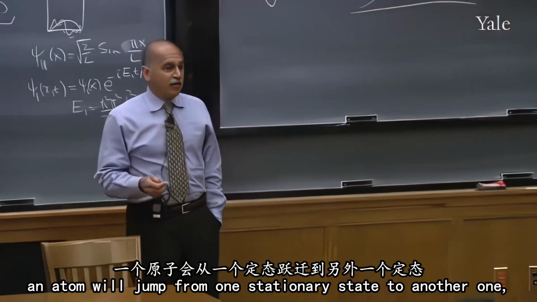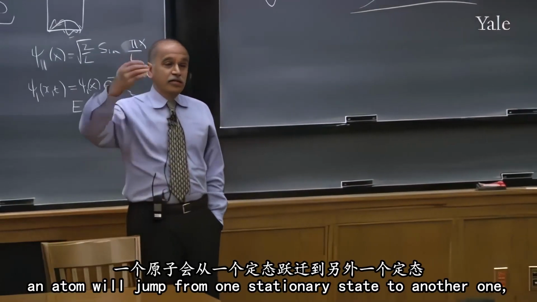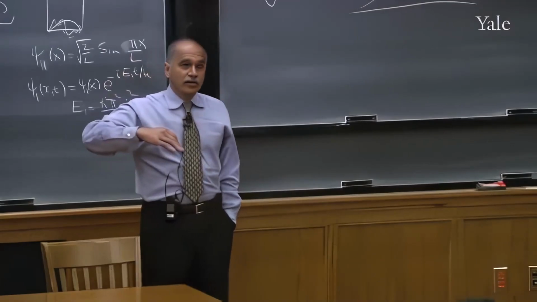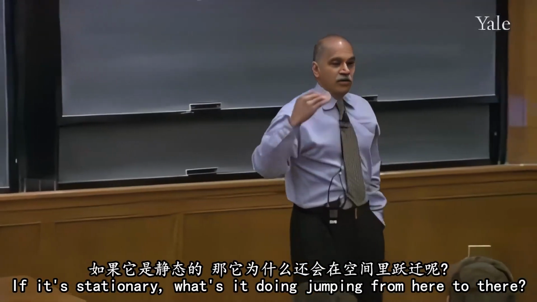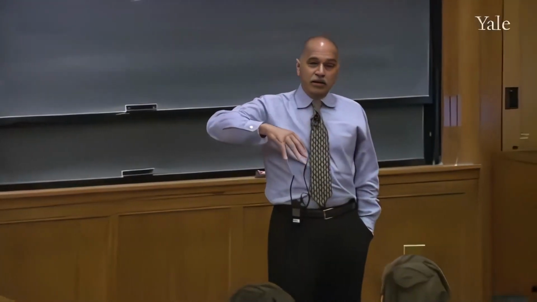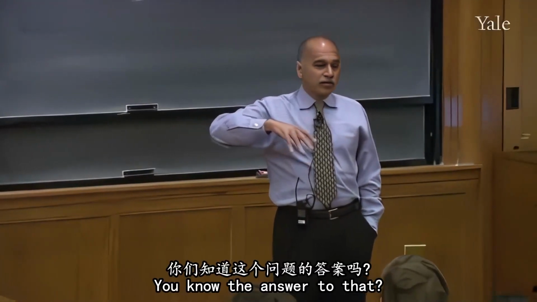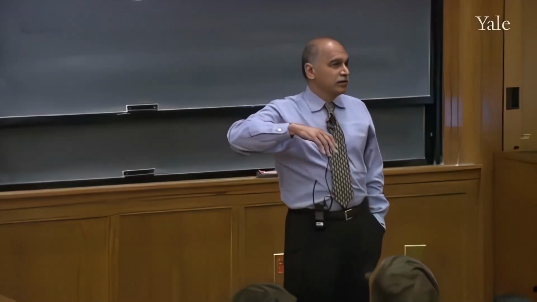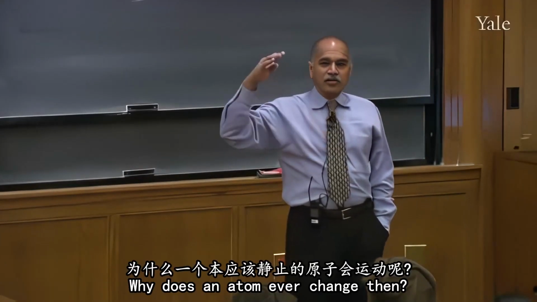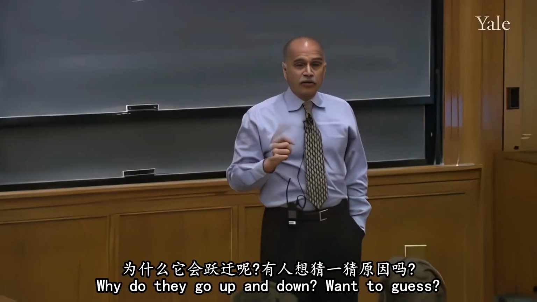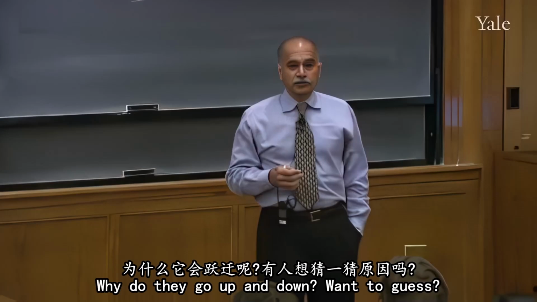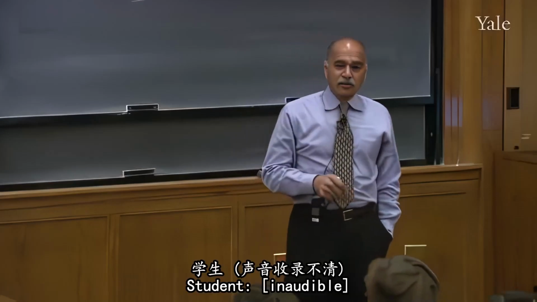But once in a while, an atom will jump from one stationary state to another one, and you can say that looks like a contradiction. If it's stationary, what's it doing jumping from here to there? You know the answer to that? Why does an atom ever change then? If it's in a state of definite E, it should be that way forever. Why do they go up and down? Want to guess?